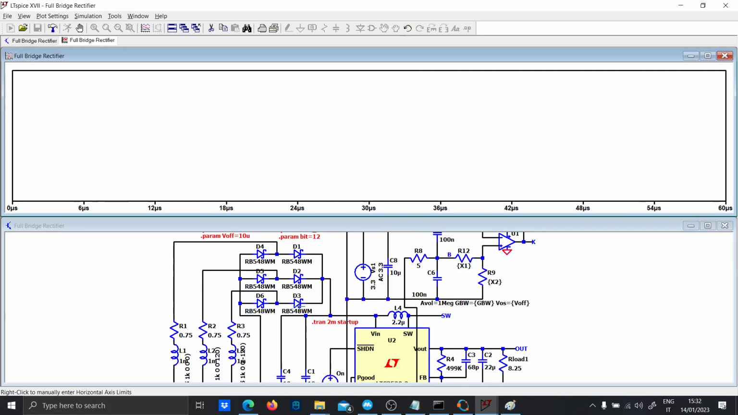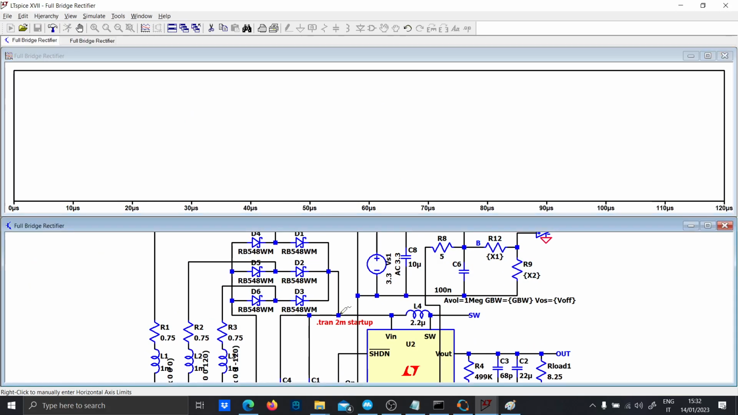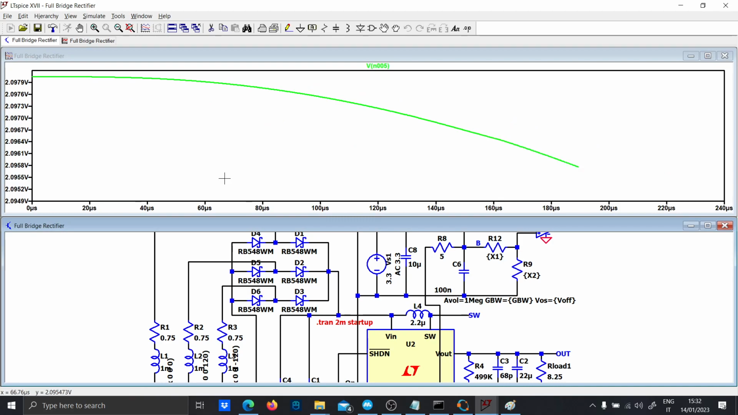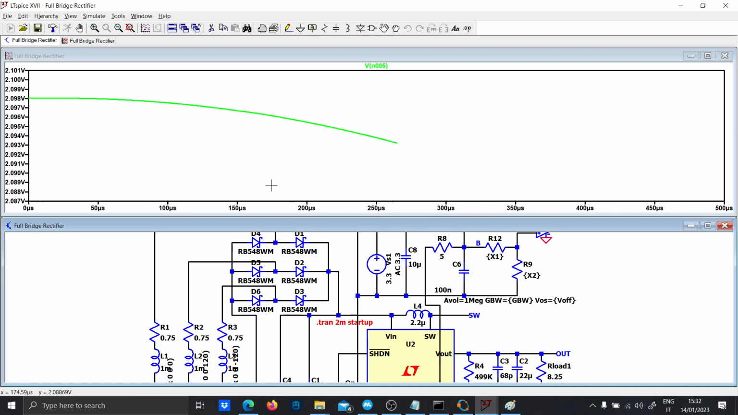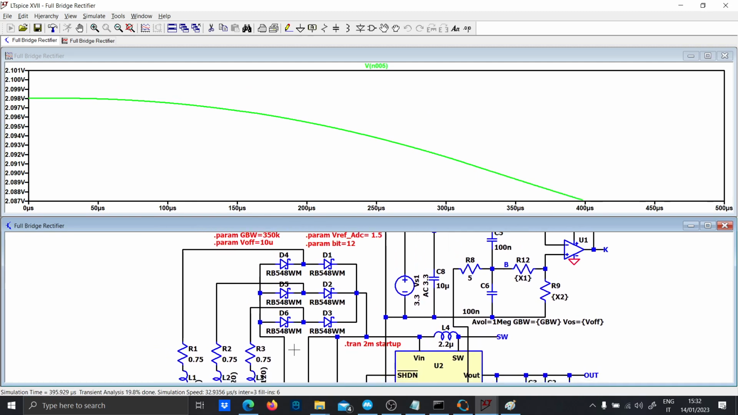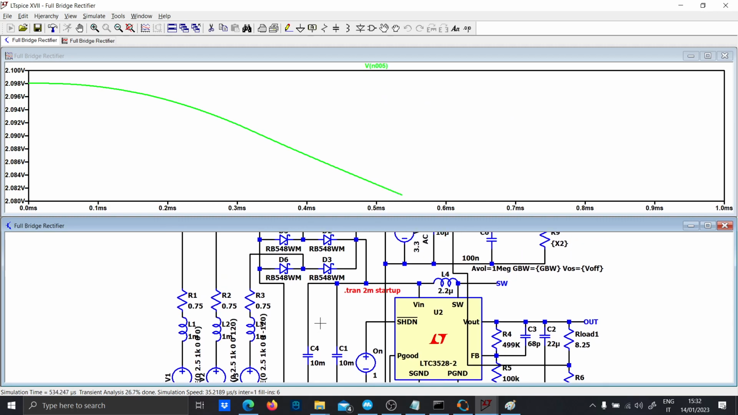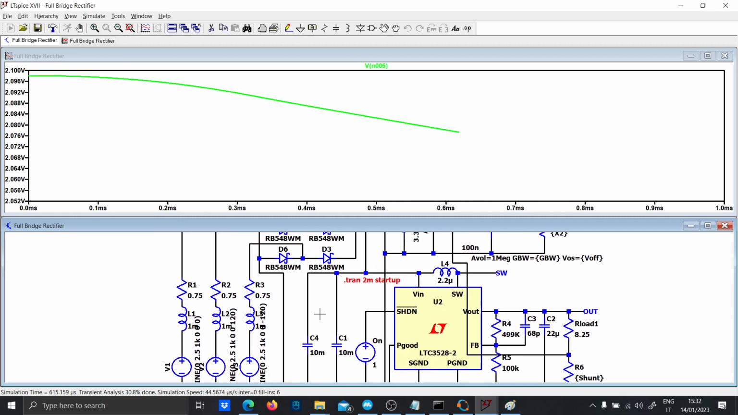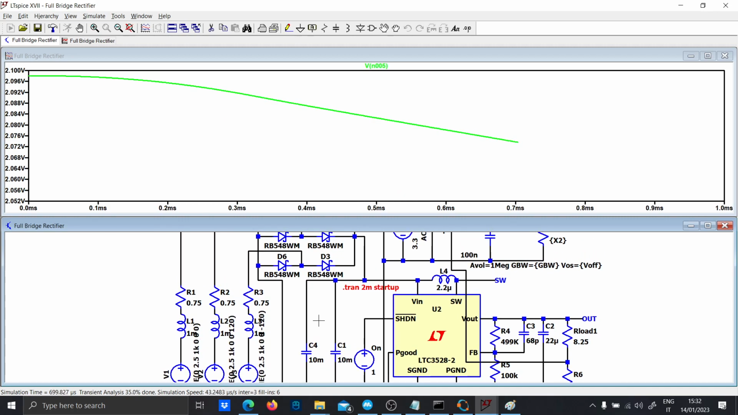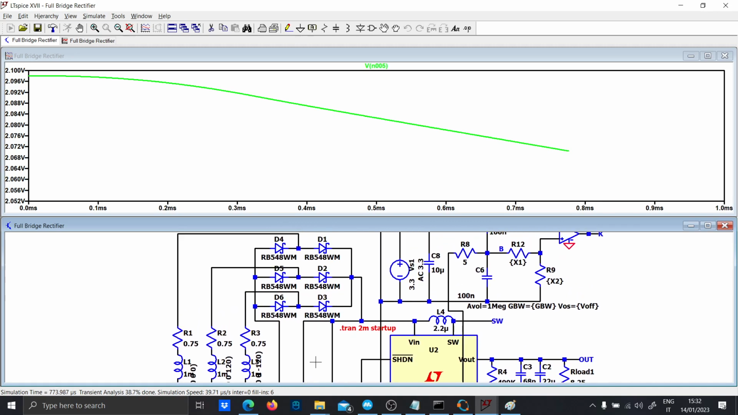Let's run the circuit just to show you. As you can see, the input voltage is not constant. So even though there are some big capacitors here, it is not constant. So you will need a regulator in any case.